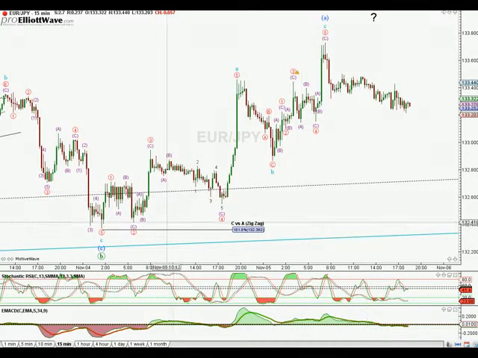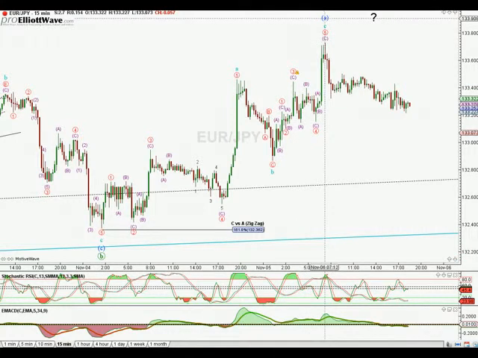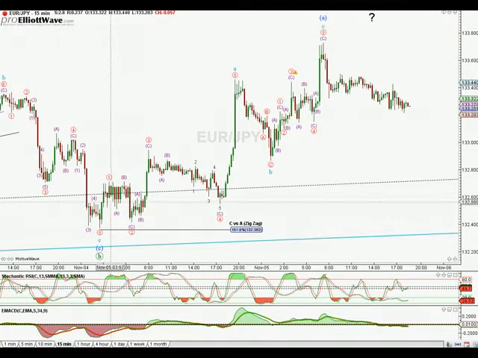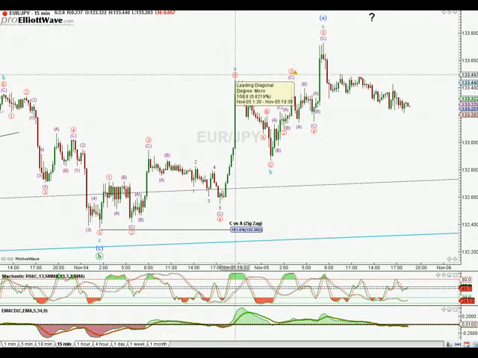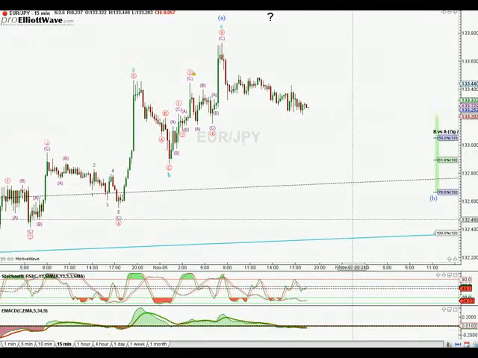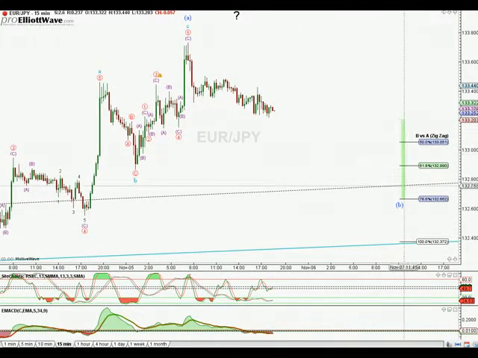And here, just as a start, I believe we've just formed an A of the final C by doing a 1, 2, 3, 4, 5, a leading diagonal for an A, B, C completion here. For now, I would be very careful. I believe this is going to come down, and I think it's going to come down somewhere into this region.